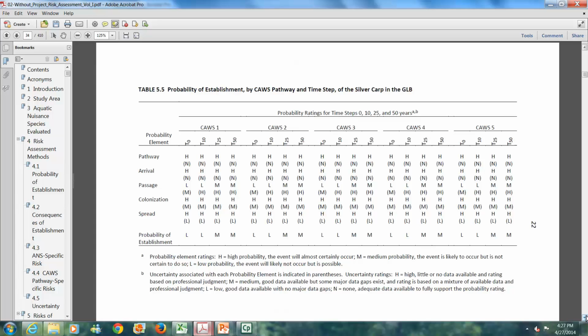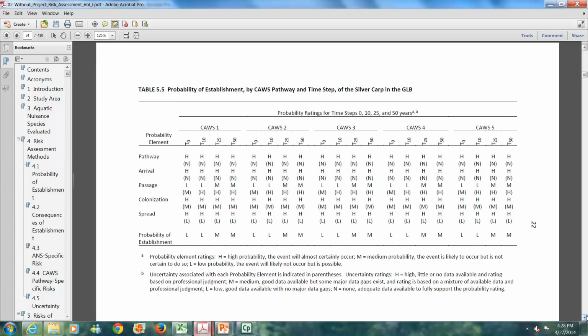Arrival, that is the probability that the Asian carp has arrived at the pathway. That also is high. The probability that it can pass through is rated a low because of that electronic barrier in place. If it does get through, however, the probability that it would find conditions suitable for colonization in Lake Michigan are also high. And if it colonizes, the probability that it would spread would be high. The overall probability of establishment is a low because passage is a low.